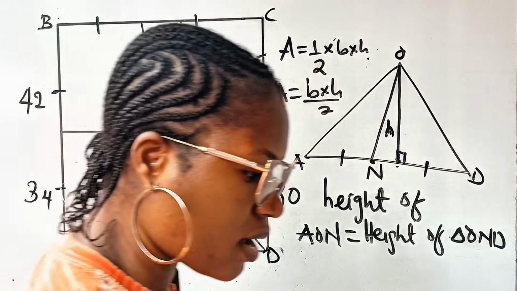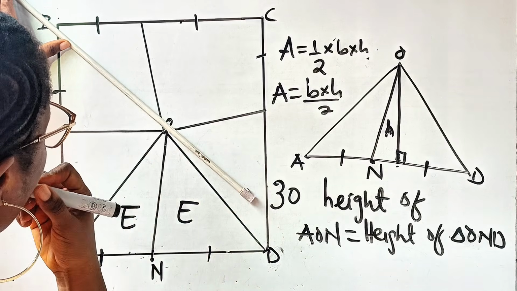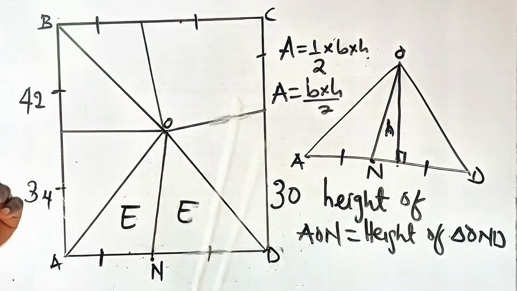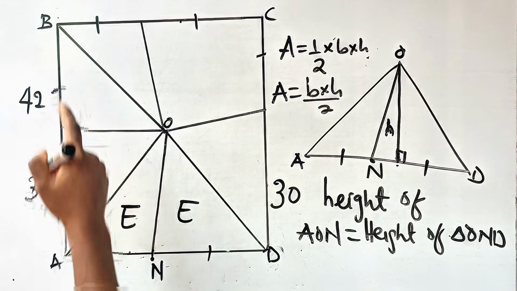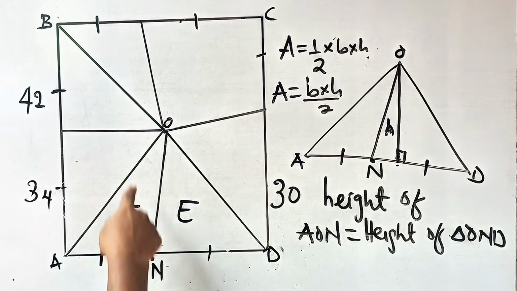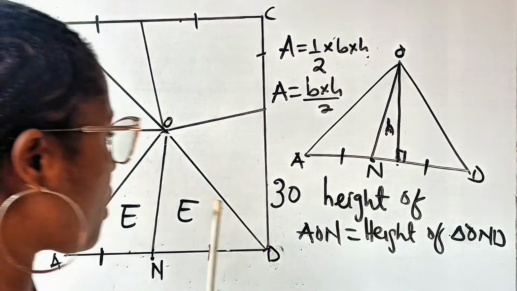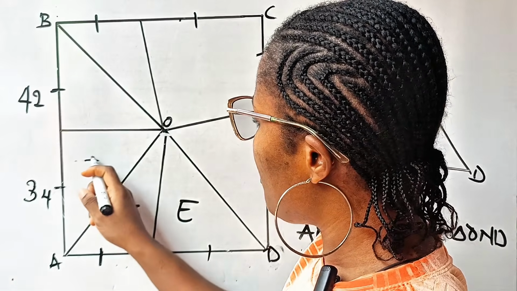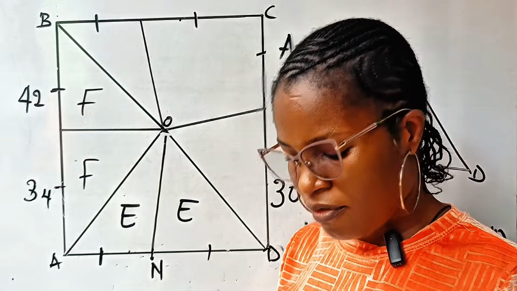And if we decide to join here to here, B to O, we are going to have the same thing. The area of this place will be equal to the area of this place because they share the same height and they share the same base. The bases are equal. So as a result, if I say the area of this place is F, that means the area of this place is also F.